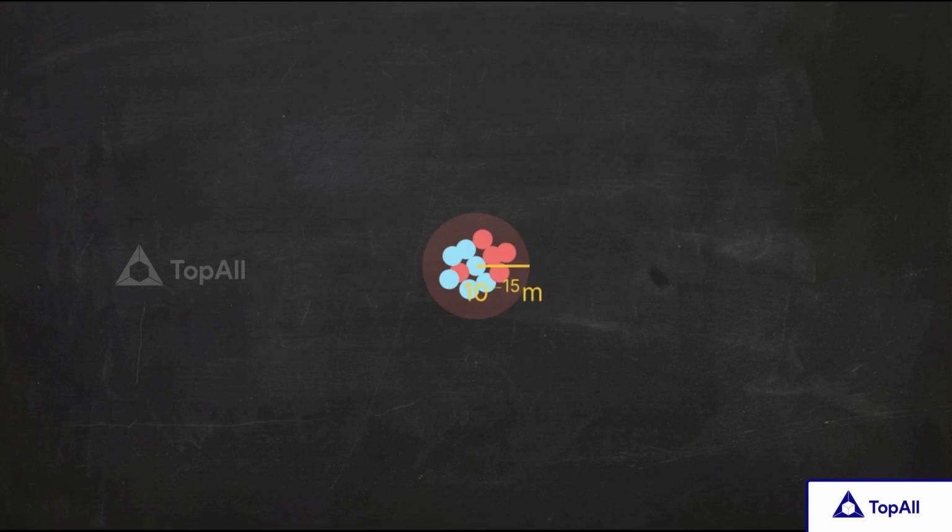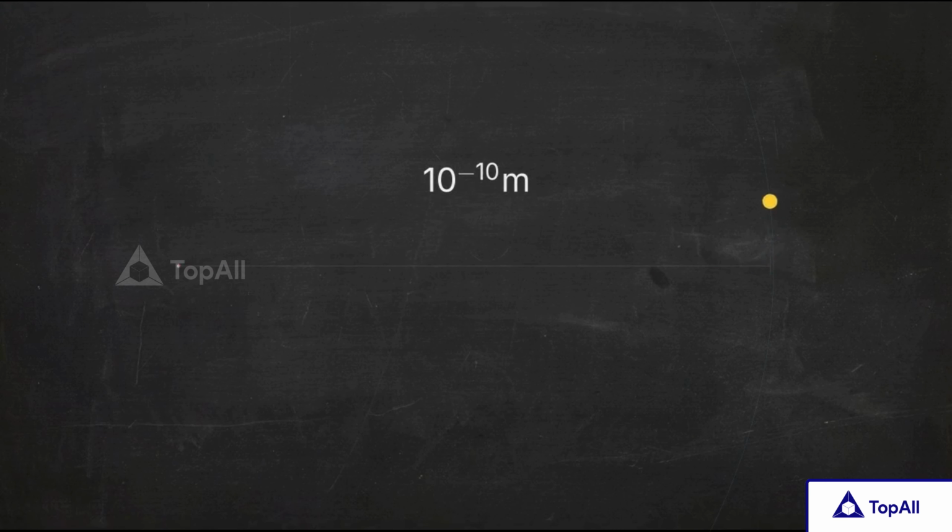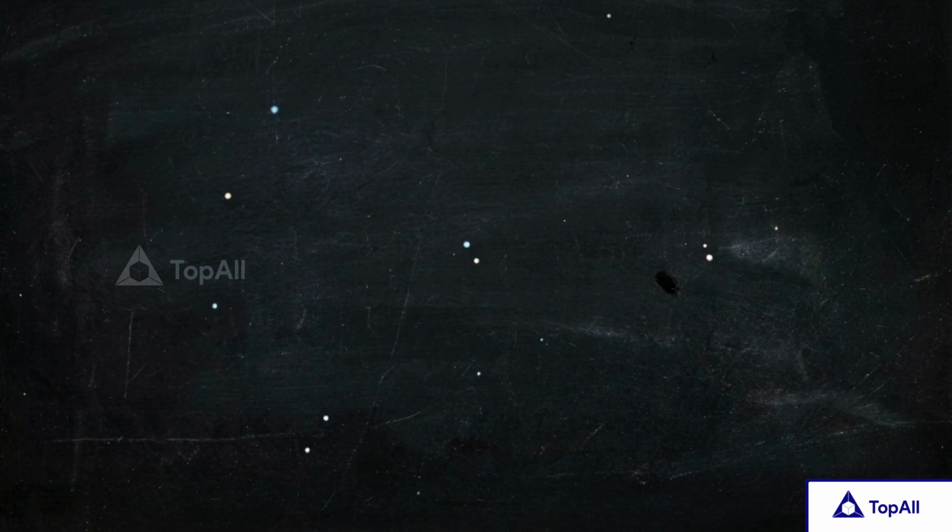To visualize that distance, if the nucleus has a radius of 10 to the negative 15 meters, the electron's path stretches out to 10 to the negative 10 meters. This means that matter, at its most basic level, consists almost entirely of empty space.